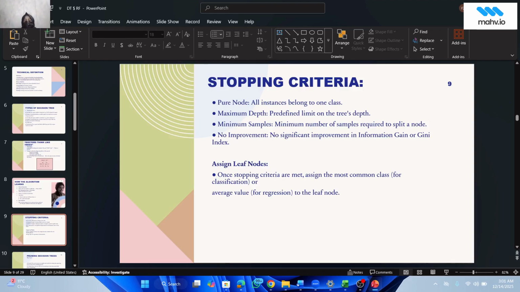Once the above stopping criteria are met, assign the most common class for classification, or the average value for regression, to the leaf node. So for classification it gives the most common class, and for regression it calculates the average value for the leaf node.